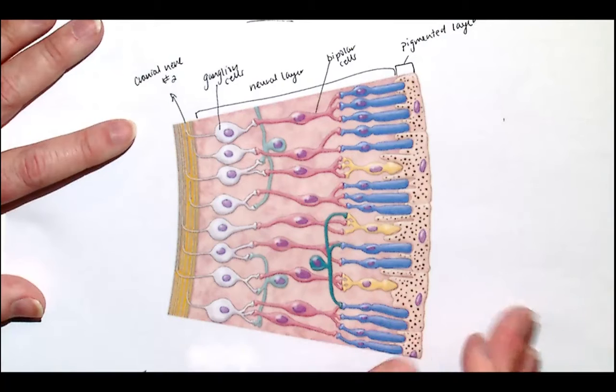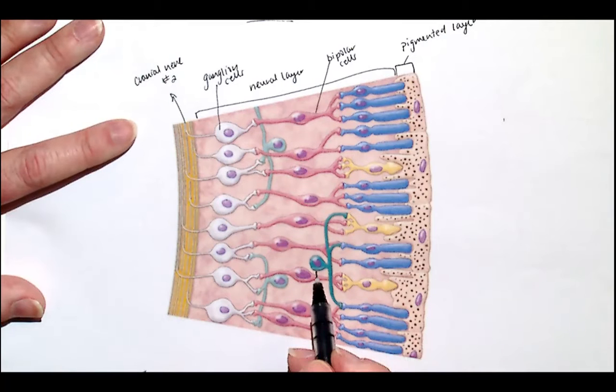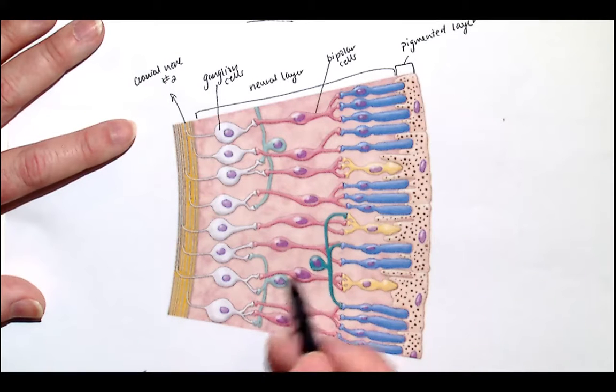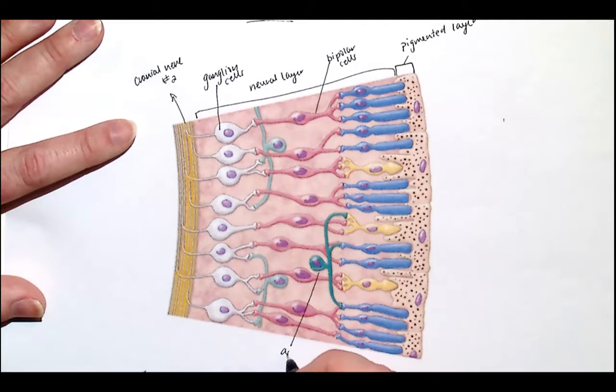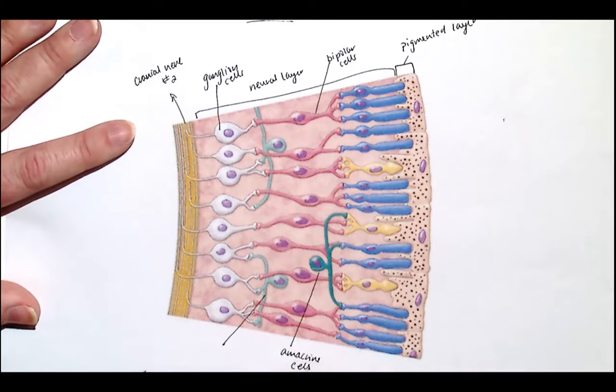And then along the way, there are cells that help modify the signal that's being sent. And both of these green cells are those cells. This dark one is an amacrine cell. And this light green one is a horizontal cell. Such an interesting name. And both of their jobs is to help focus the signal.